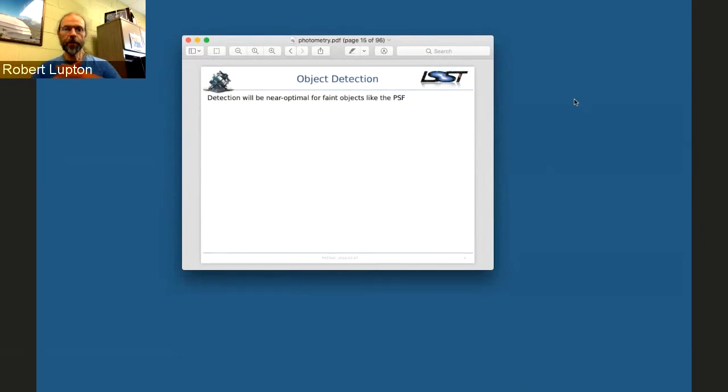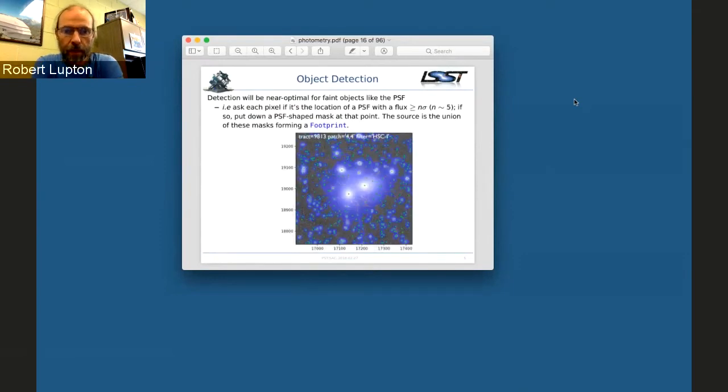Okay, object detection. Again, I'm going to talk about photometry, honest I am, but you care about how we define what we're going to measure. So the detection will be near optimal for faint objects which look like the point spread function. So here's an example. This is an hour integration on Hyper Suprime-Cam, I think. So to translate that, that would be something like 1 year depth on LSST if you allow for the added size of the mirror. HSC is on Subaru, it's an 8.2 meter, and LSST is a 6.5 meter.